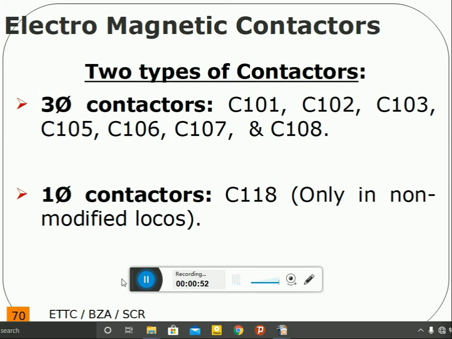Again, in EM contactors also there are two types: three-phase EM contactors and single-phase EM contactors. Three-phase EM contactors: we are using C101, 102, 103 for compressors, 105, 106, 107 for blowers, 108 for ACMRF. Single-phase EM contactor is C118, used only for starting phase to R. In some of the locos, in place of C118, we are using an EP contactor, electro-pneumatic, which we call S118, for starting phase.